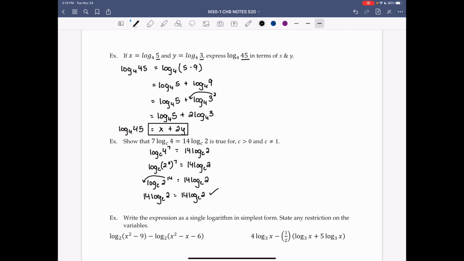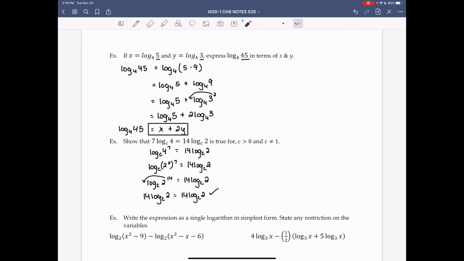I didn't know that that's how it was going to go. I just saw that there was something I could do on the left side. I could move this to be a power, and that's where I started. And then I continued from there. Then I saw that I had 2 here, and I could write 4 as a power of 2. Then I just continued manipulating using the log laws until I was able to get the left side equal to the right side.